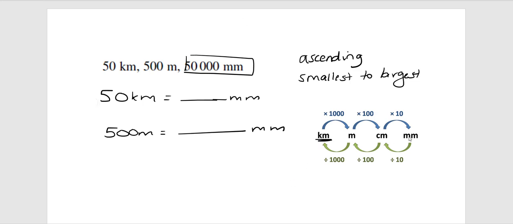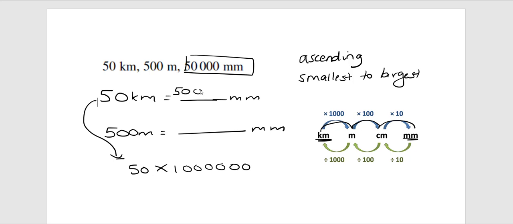Here's kilometers. There's millimeters. I'm going all the way to the end. So I've got a times by 1,000, times by 100, and times by 10. Altogether, that's 6 zeros, so 1,000,000. So for this one, I'll just do the working out down here. I've got 50 times 1 million. So 6 zeros. So 1, 2, 3, 4, 5, 6. So just add on 6 zeros to 50. And 1, 2, 3, 4, 5, 6.